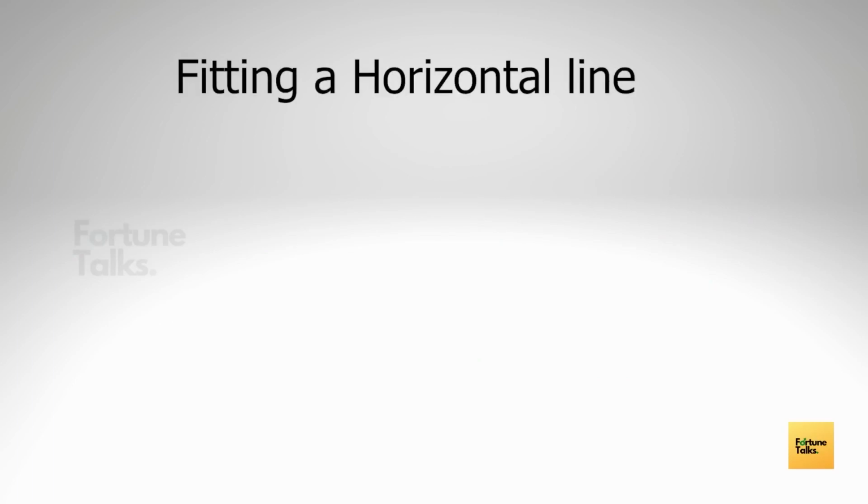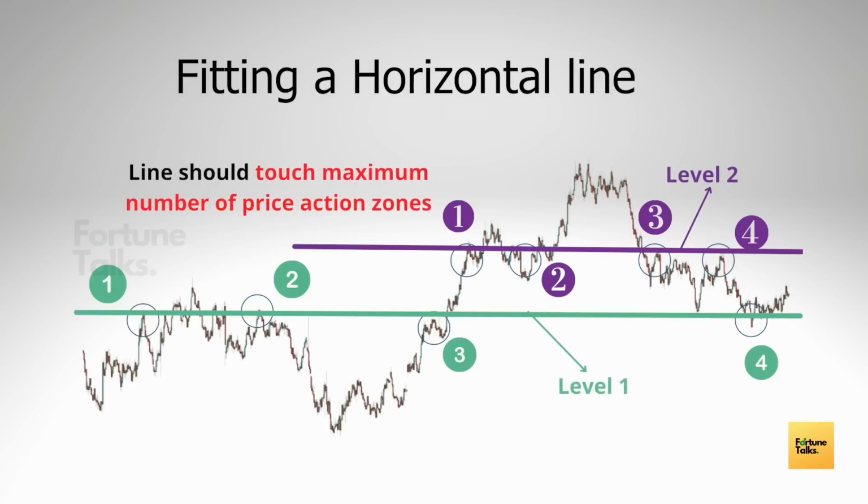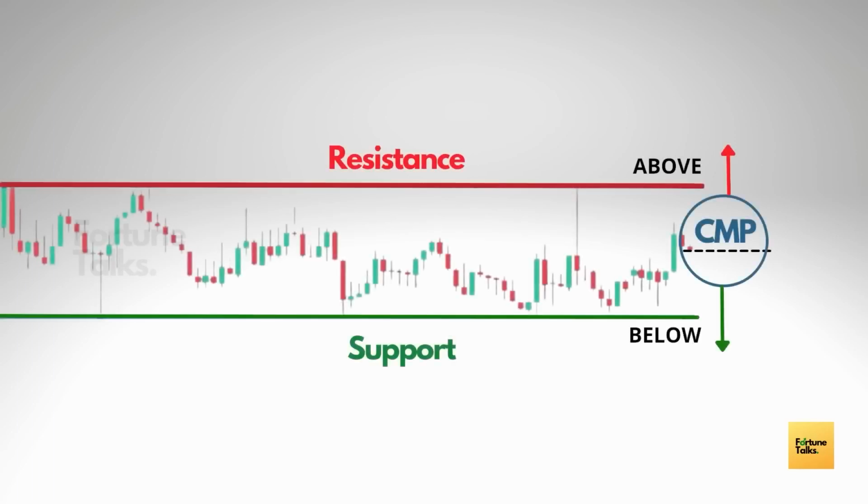Now after identifying and aligning your price action zones, we move on to step number 4, that is fitting a horizontal line. Connect the price action zones that we have identified with a horizontal line. After drawing the line, you have to adjust your level to get the maximum number of touches. The more touches, the better, because the more number of touches, the stronger the price level will act as a major support or resistance. So how do you tell whether you have drawn a support or a resistance? As we have discussed, if the market price stays above the level that we have drawn, it acts as a support. Similarly, if the market price is below the level that we have drawn, then it will act as a resistance.